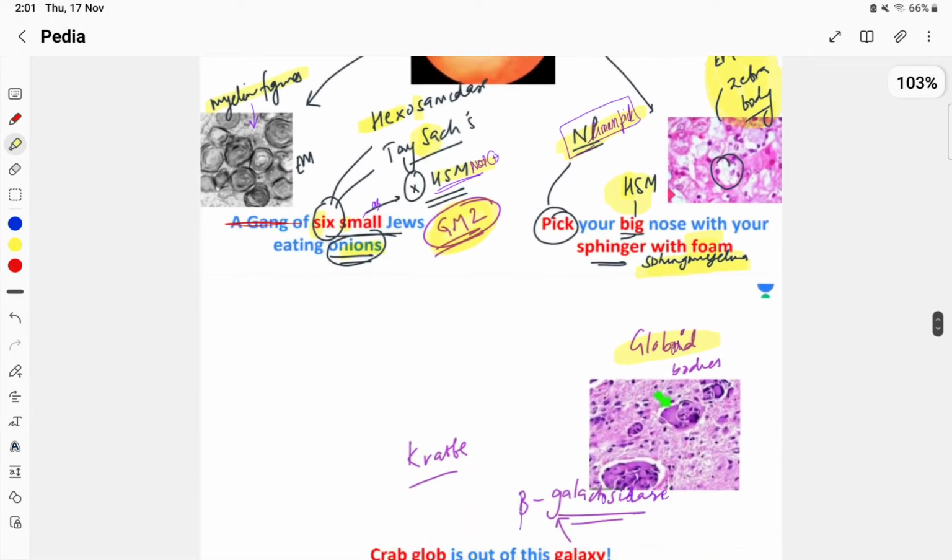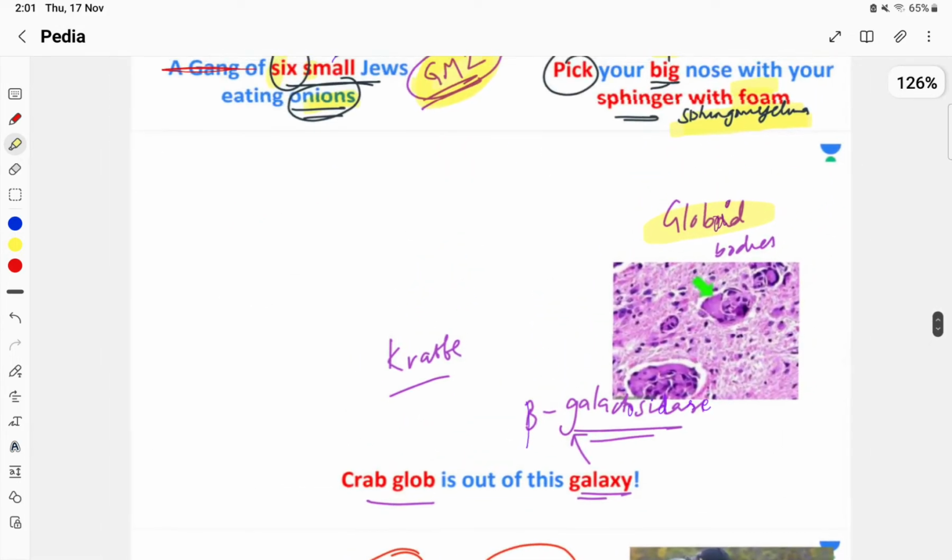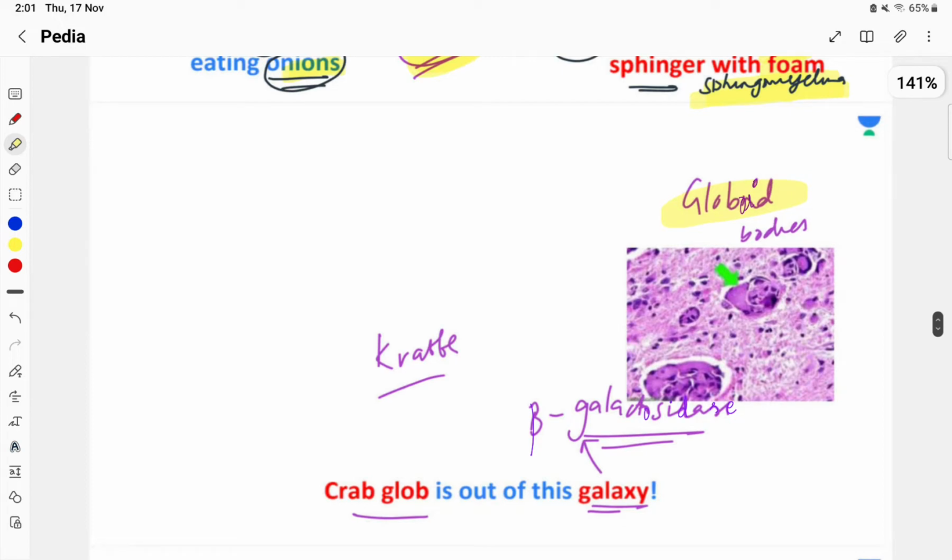The another one is Krabbe: crab globs out of galaxy. See, with galaxy what did we study? Galactosidase. This is beta galactosidase. What was alpha galactosidase? Fabry.